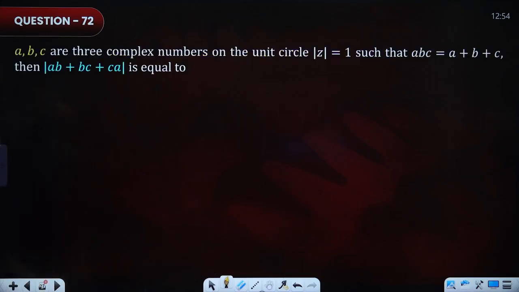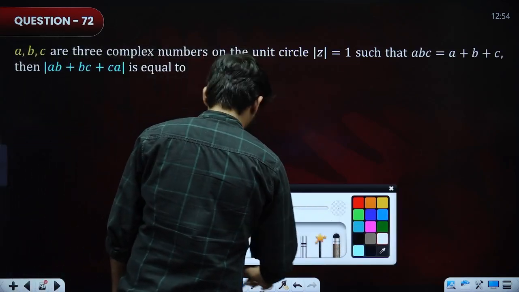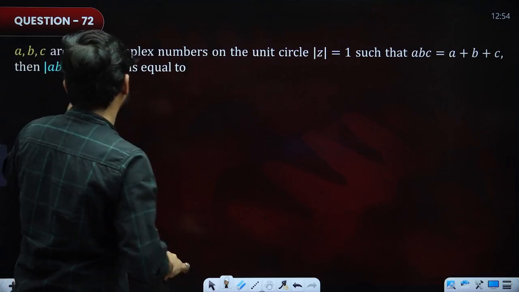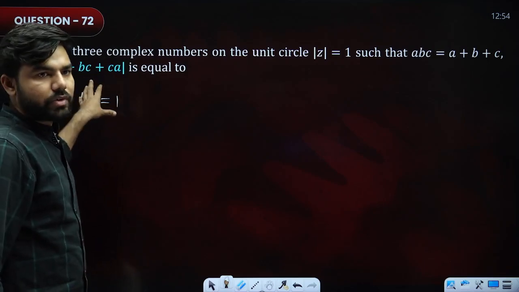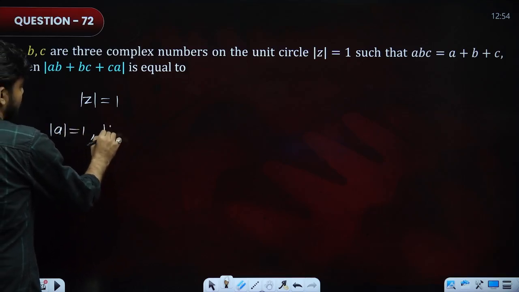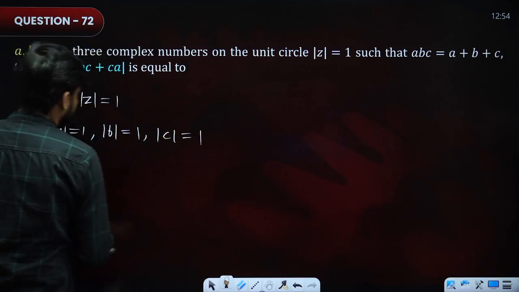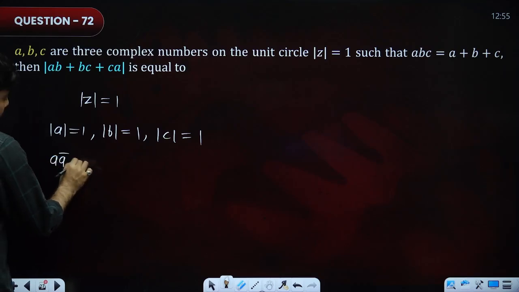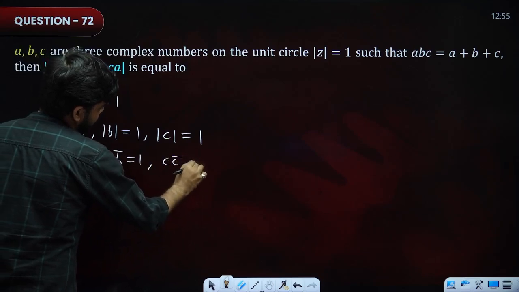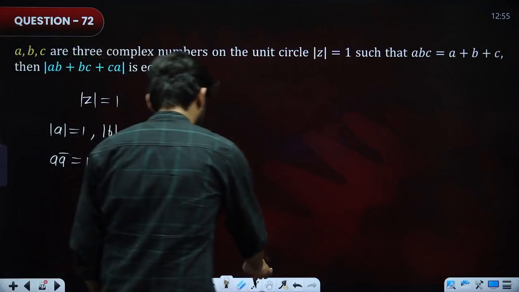In the next question, A, B, C are three complex numbers on the unit circle, mod z equals 1, which means A, B, C should satisfy this condition also. So we can write mod A equals 1, mod B equals 1 and mod C equals 1. Therefore we can write A bar equals 1 over A, B bar equals 1 over B and C bar equals 1 over C over here. Okay, now we have another condition over here.